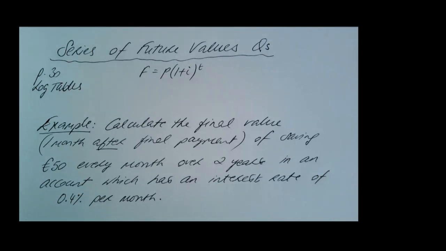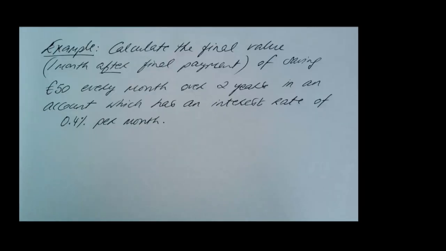Calculate the final value 1 month after the final payment of saving 50 euros every month over a 2-year period in an account which has an interest rate of 0.4% per month. Okay, now the first thing we have to look at, like I said in our previous lesson on rates, you always have to make sure your rates match. So you have to analyze your time frame and your rates and how much money you're saving, your investment, and make sure everything is the same time frame and that the rate is matching the time frame, etc.